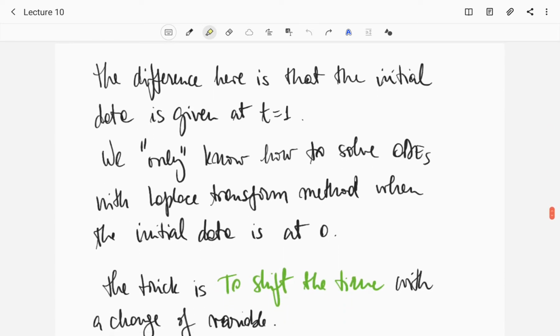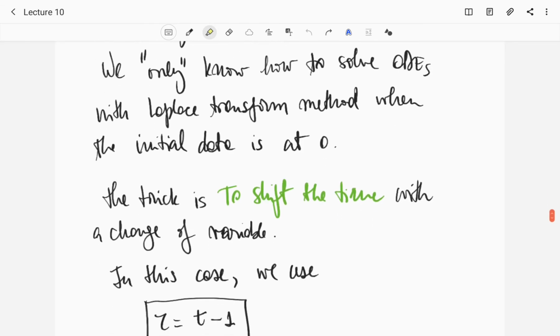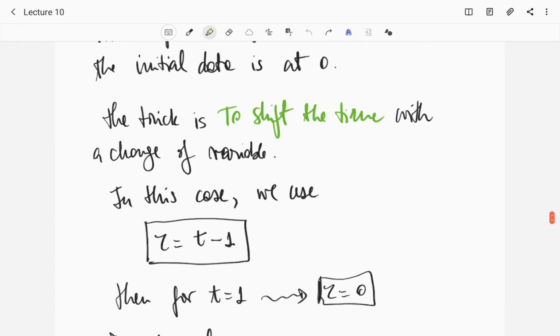This is what I was saying. The difference here is that the initial data is given at t equal to 1. And we only know how to solve ODEs with Laplace transform methods when the initial data is at 0, because it's related to this property of derivatives, how the Laplace transform acts on derivatives of a function. So the trick is to shift the time with a change of variable.